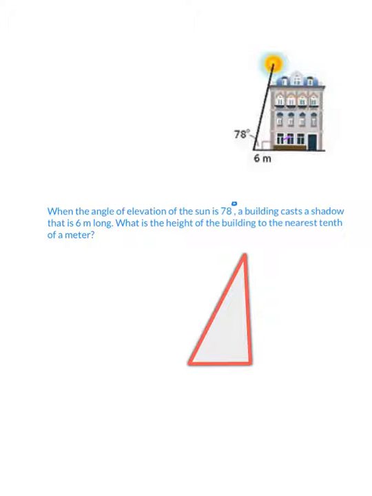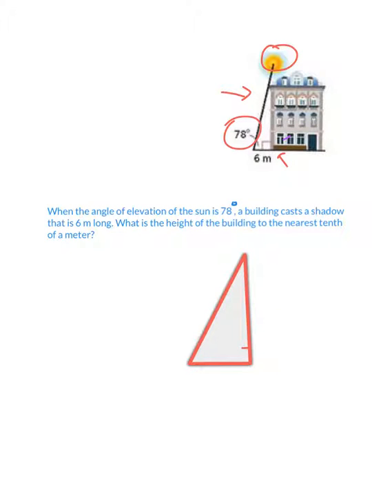Let's look at our first example. It says when the angle of elevation of the sun is 78 degrees, a building casts a shadow that is 6 meters long. What is the height of the building to the nearest tenth of a meter? So let's take a look at what we have. We have a diagram here that gives us a good visual. The sun's on the top. We have a 90-degree angle because that's what we're looking at between the building and the shadow, which is on the ground. And we have an angle of elevation of 78 degrees.